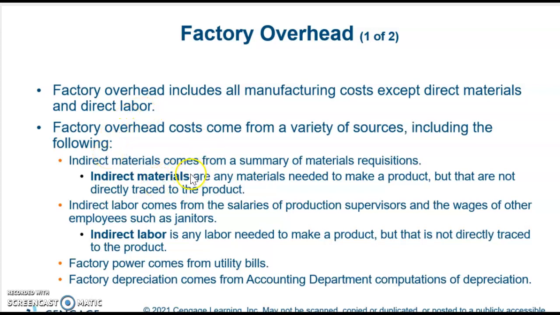And so it can be indirect materials, needed to make a product but that are not directly traced to the product, and indirect labor, any labor needed to make the product that's not directly traced to the product. Factory power comes from utility bills. Factory depreciation comes from the accounting department computation of depreciation. So there's lots of things that can be considered factory overhead.